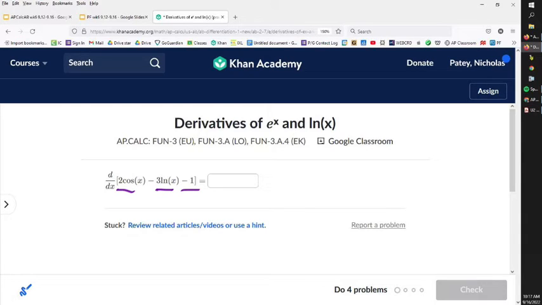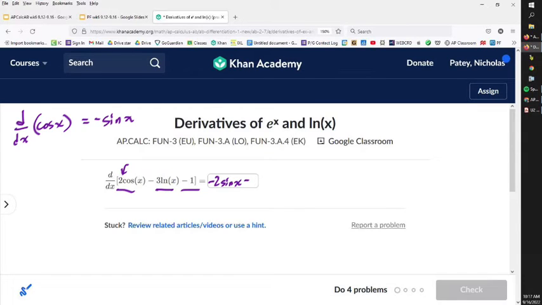The derivative of the first one, cosine, is negative sine, right? So if you look at your formulas, the derivative of cosine x is negative sine x. So this one has a 2 in front of it, so that means it's going to be negative 2 sine x. And we have minus.